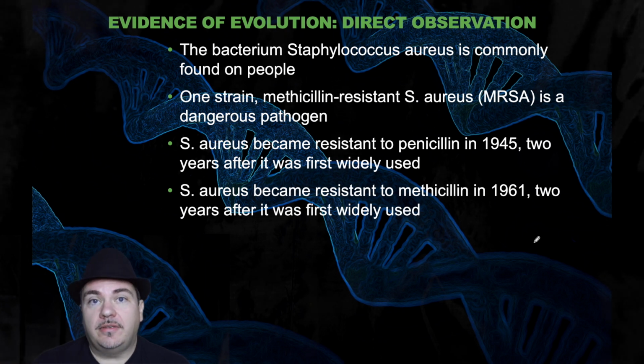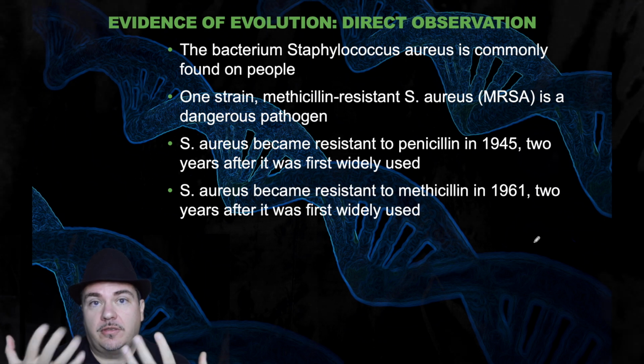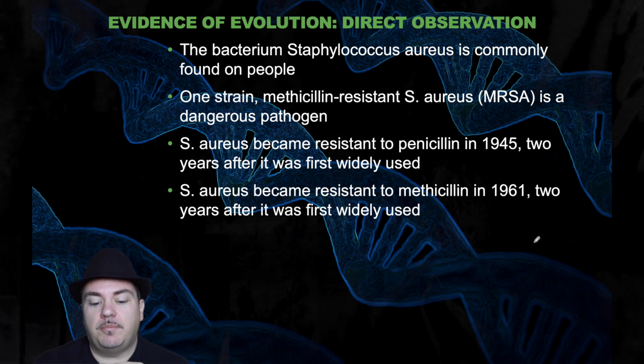One common example of this is something you might have heard of before, which is MRSA. MRSA stands for methicillin-resistant Staphylococcus aureus. Staph aureus is a bacteria that infects humans. MRSA is one that's become resistant to some antibiotics we use to try to kill off or fight off this bacterial infection in humans. Staph aureus became resistant to penicillin in 1945, which is just 2 years after we started using penicillin. It then became resistant to methicillin in 1961, which was again just 2 years after we started using methicillin.